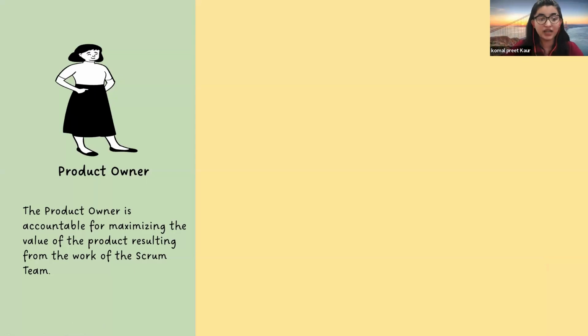So the product owner is accountable for maximizing the value of the product resulting from the work of the Scrum team. The product owner is the one who does all kinds of market research. Again, if we go back to the food app example, what sort of features will be there, what extra we can add here. Okay. Just let me put this window aside.